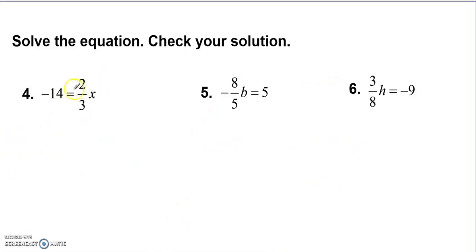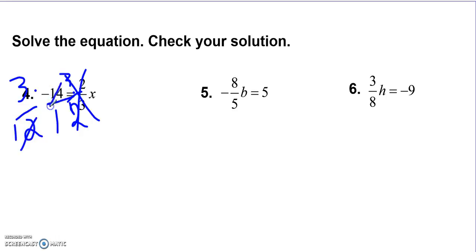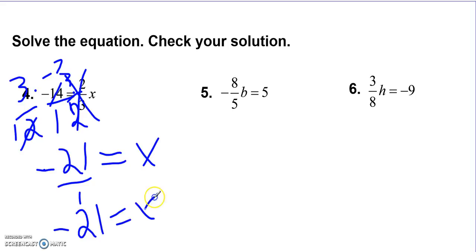Okay, and this one's very similar to the one that we just did, but these ones are going to want us to check our solution, and you will see that if you get like -14 equals -14, then we did the problem right. So I'm going to multiply by the reciprocal, which is 3 over 2. Those cancel. And then I have to do that over here. 3 over 2 is 1. Simplify before multiplying. That turns into a 1. This turns into a -7. So I have -21 over 1 equals x, or just -21 equals x.